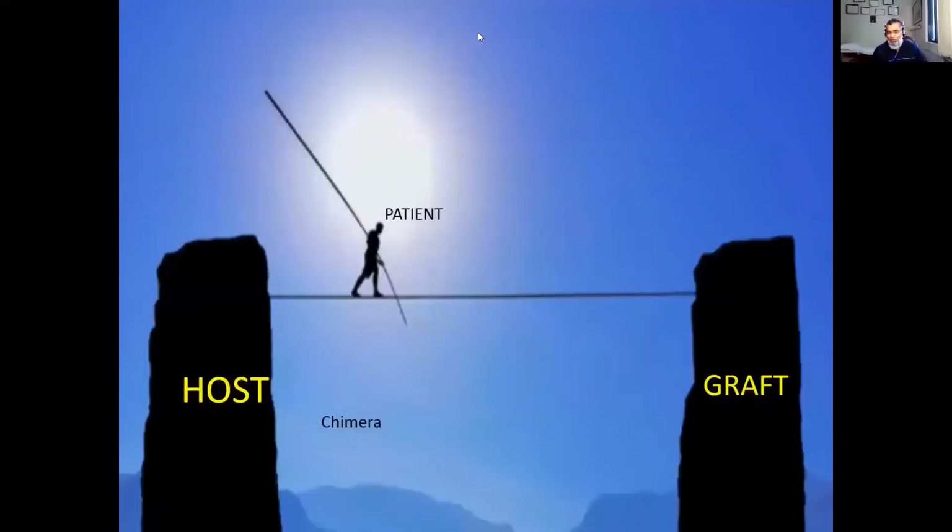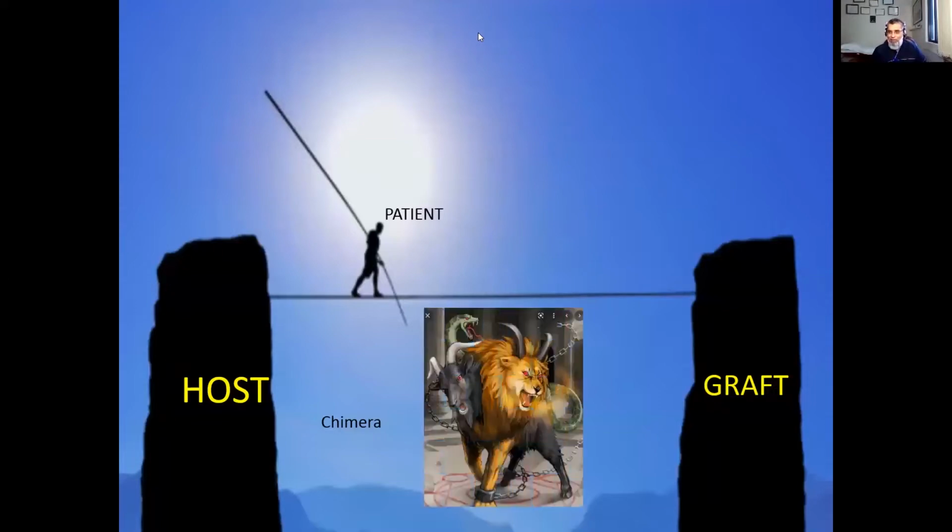So this is the journey our patients go through. They have to essentially convert from a host immune system to a graft immune system. And in the process, they meet the monster called chimera, where there's coexistence of two immune systems, and that is sort of the ripe period for graft versus host disease, at least the acute version.